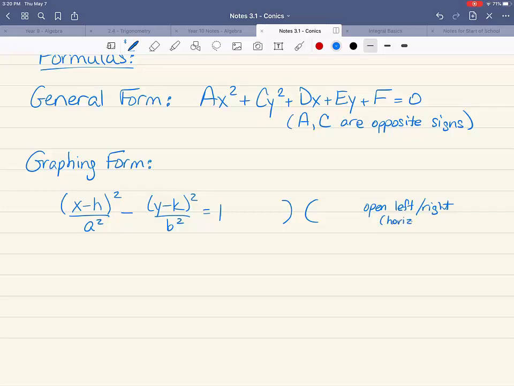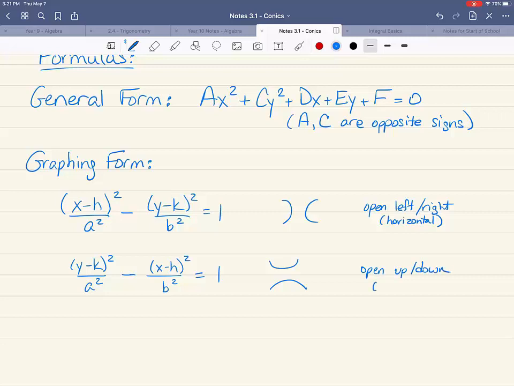And this is what we call a horizontal hyperbola. What makes it horizontal? The fact that the x fraction is the positive fraction. Whichever fraction is positive determines which way the hyperbola opens. So the other equation has the a squared and the b squared in the same places, but the numerators switch. y minus k squared over a squared minus x minus h squared over b squared equals 1. This one opens up and down. And this is what we call a vertical hyperbola.